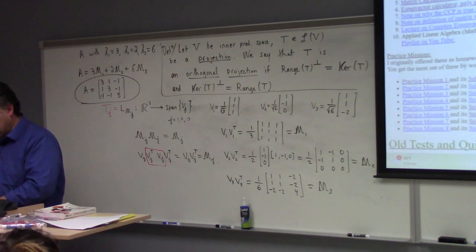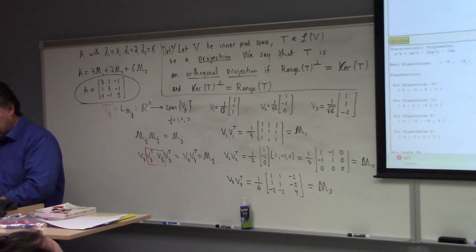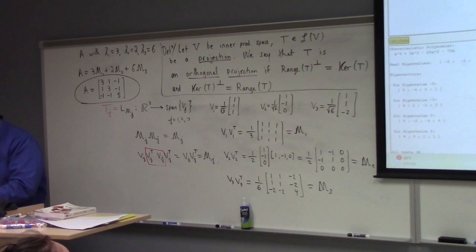Here's my favorite eigenvector spot. What's the matrix behind me? 3, 1, negative 1. 1, 3, negative 1. Negative 1, negative 1, 5. Man, I hope this works.